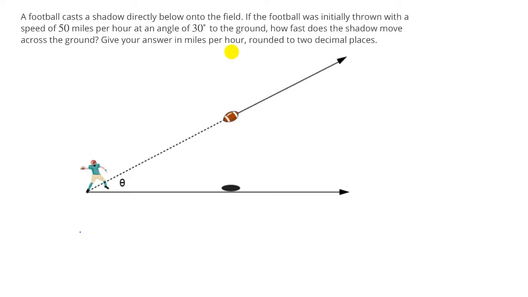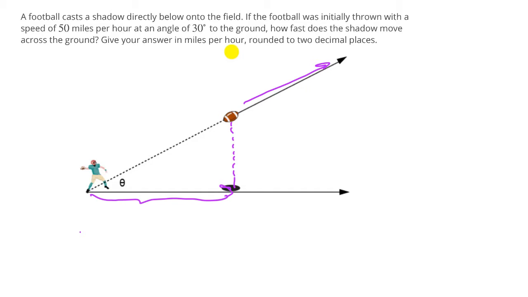In this case, we have the velocity vector of the football heading off in this direction, and we want to know how fast the speed is going along the ground. So we're interested in the scalar component of the projection vector of the velocity of the football onto the ground.